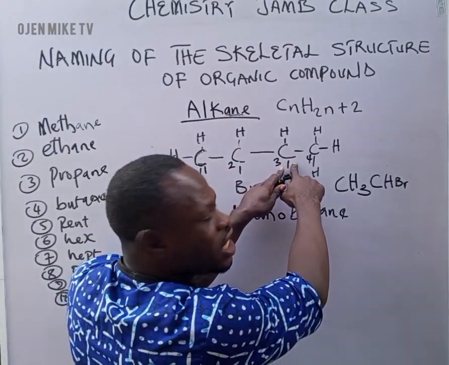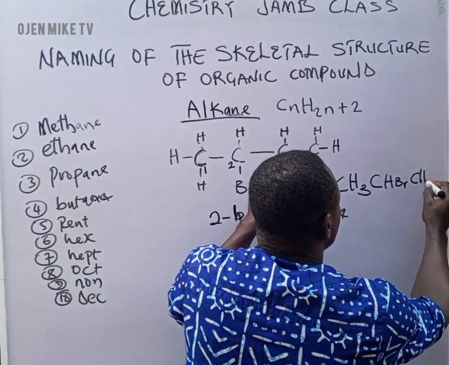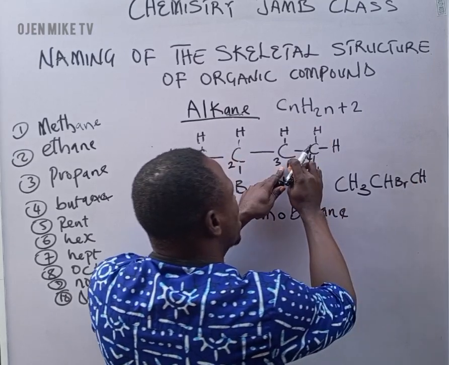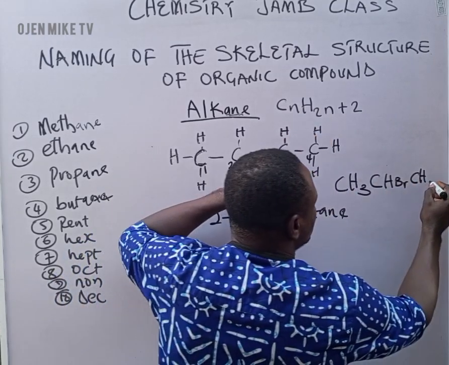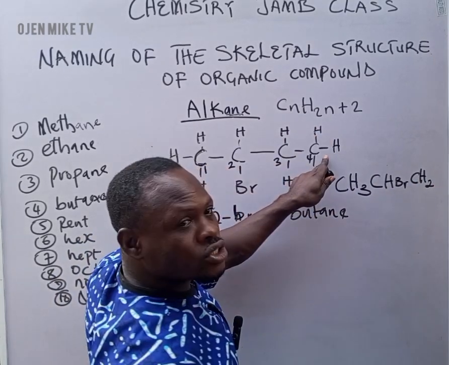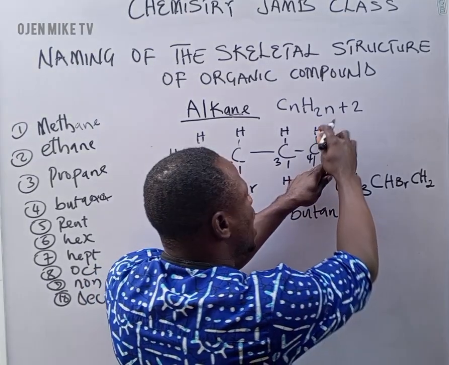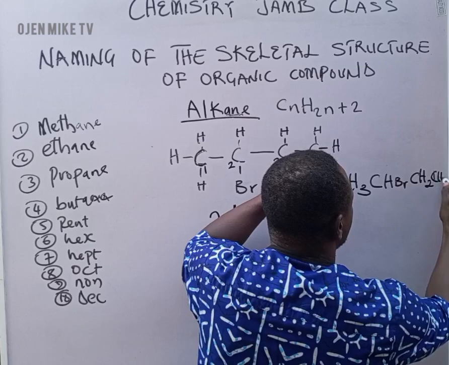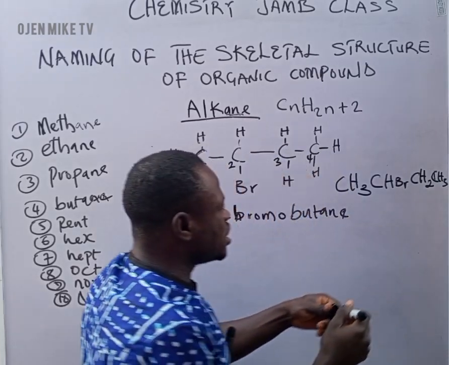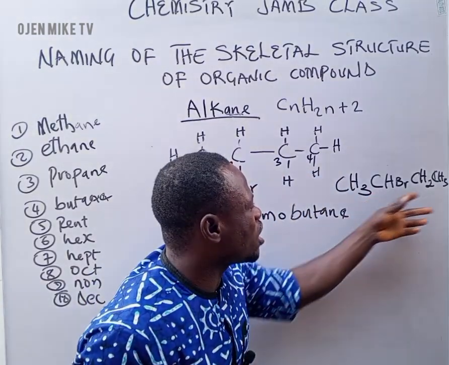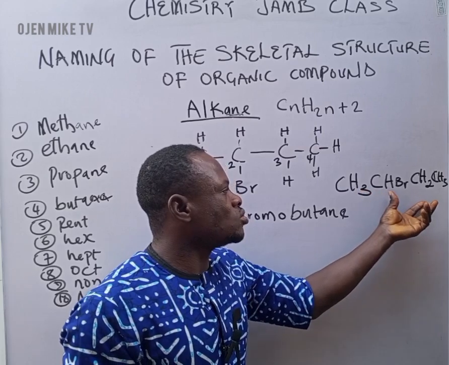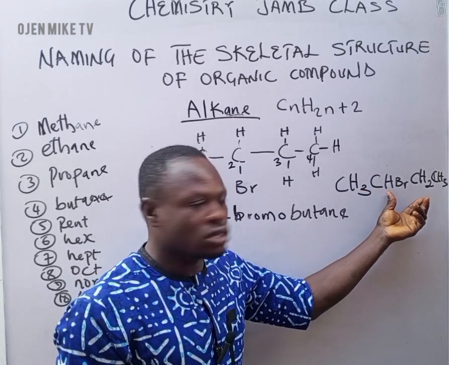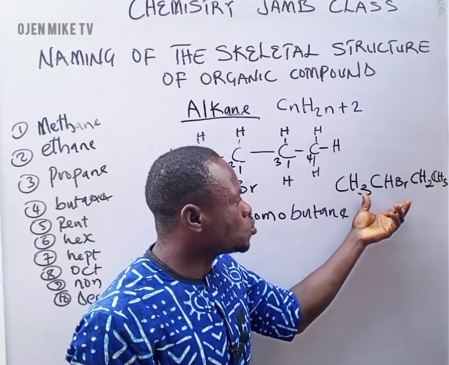You now proceed to the next one. C here. This C has how many H? 1, 2. H2. Then you proceed to the next one. You have C, another, how many H? 1, 2, 3. CH3. So sometimes they will give you a compound like this and ask you to name this compound. They will not draw the structure. It's now left for you to arrange the structure.